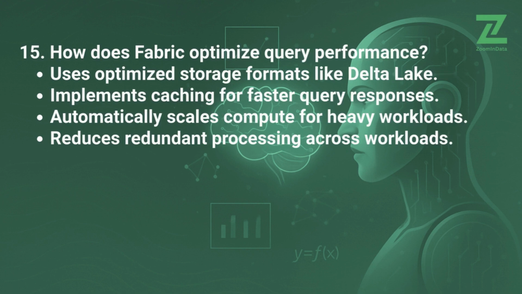15. How does Fabric optimize query performance? Uses optimized storage formats like Delta Lake. Implements caching for faster query responses. Automatically scales compute for heavy workloads. Reduces redundant processing across workloads.